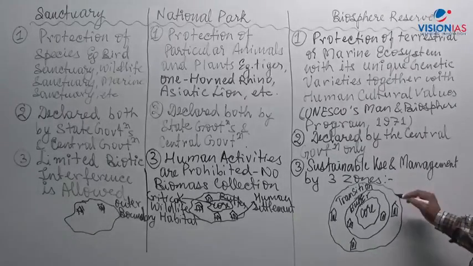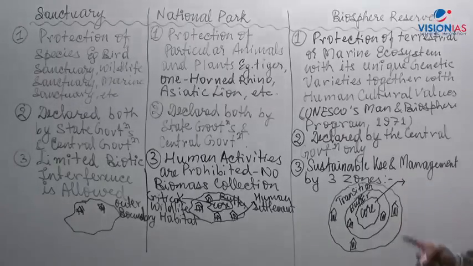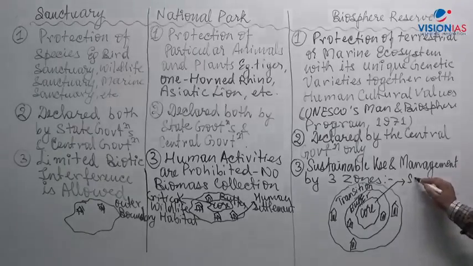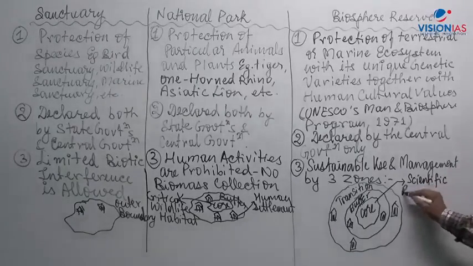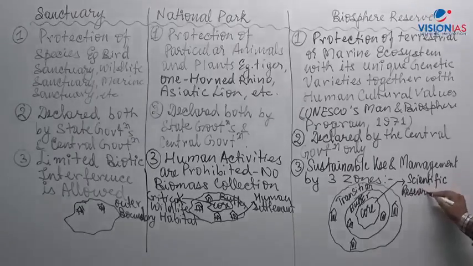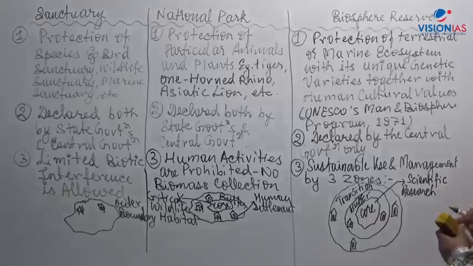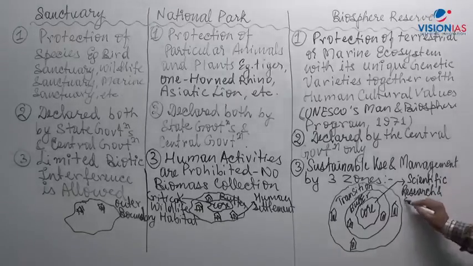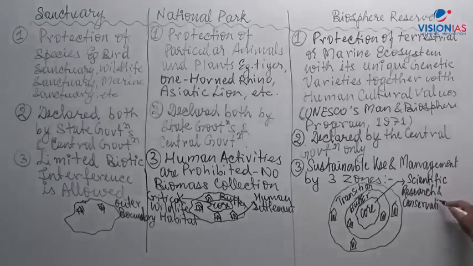Now what is the use of the core area? Now see here, I have given an arrow here. For what is the core area there? The core area is for scientific research. It is used for scientific research and conservation. Whatever the landscape is and whatever species are found, their conservation and scientific research happens in the core zone.